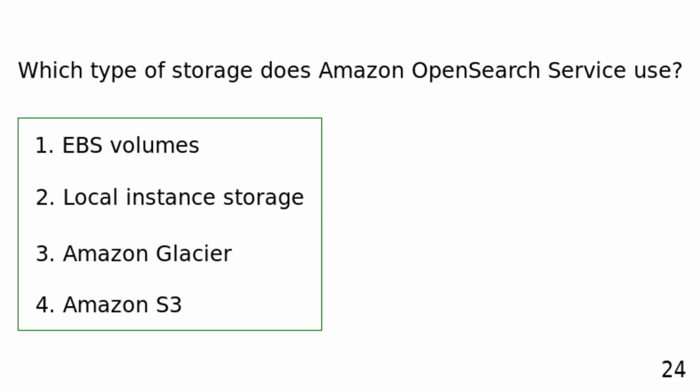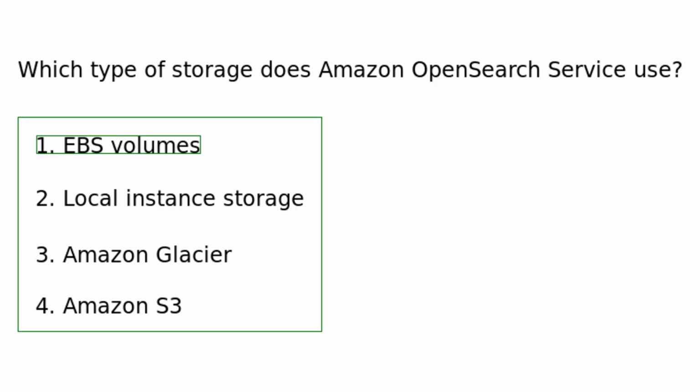Which type of storage does Amazon OpenSearch Service use? EBS volumes. Local instance storage. Amazon Glacier. Amazon S3. Amazon OpenSearch Service uses EBS volumes for data storage.